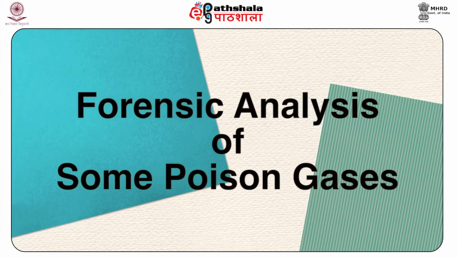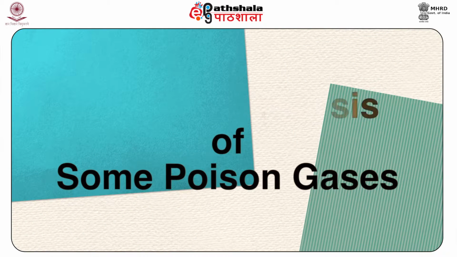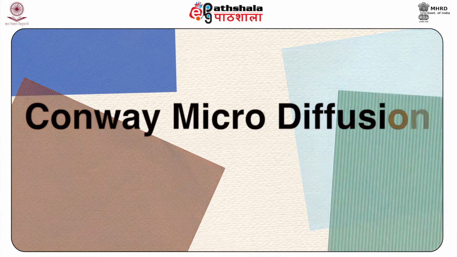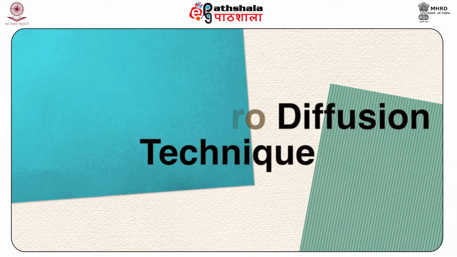Next is forensic analysis of some poisonous gases. Basically, gaseous poisons are isolated by the distillation process, or more usually by sampling the headspace above the sample held in a closed container. Besides, other methods are discussed. First is Conway microdiffusion technique. Conway microdiffusion assembly is of a Brink type.